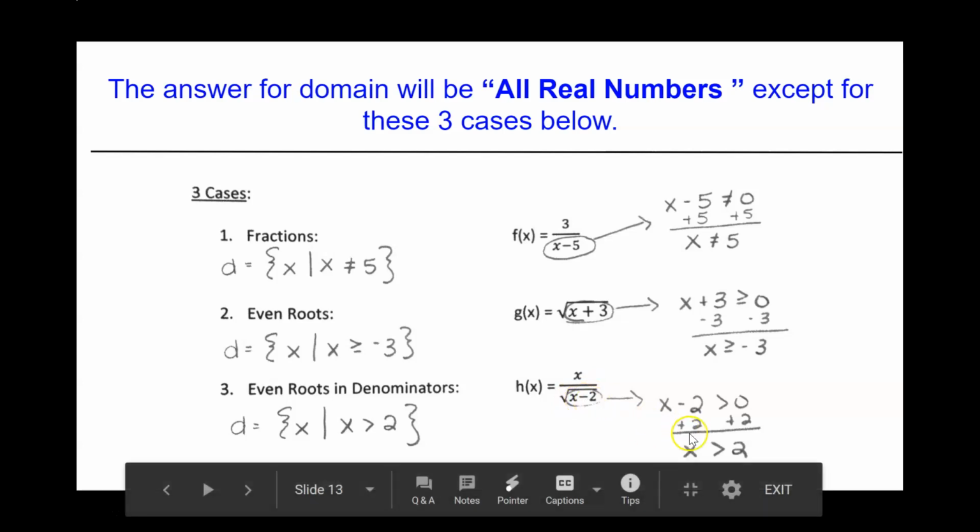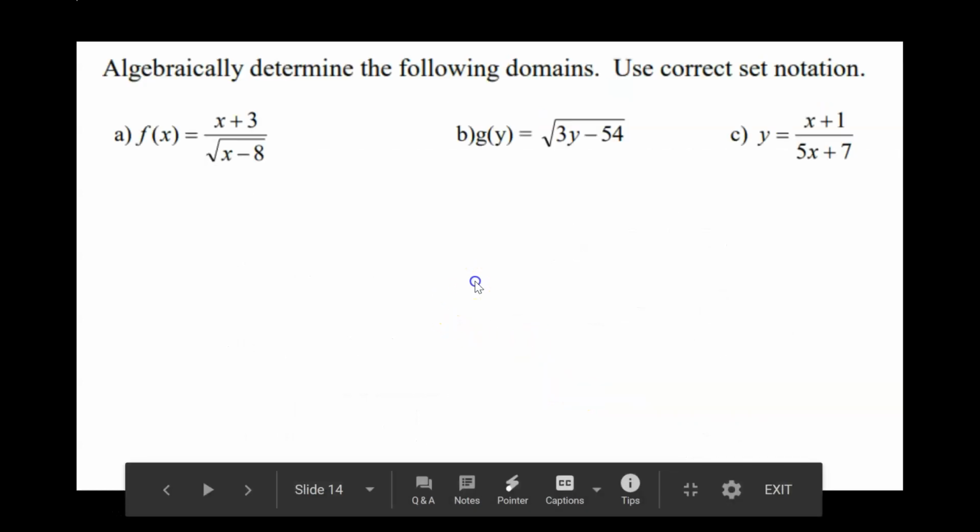Set just the denominator here greater than 0, add 2 to both sides. Any number that you choose that's greater than 2 is going to make this not be undefined. So that's good. That's what we want for this one as far as our domain.